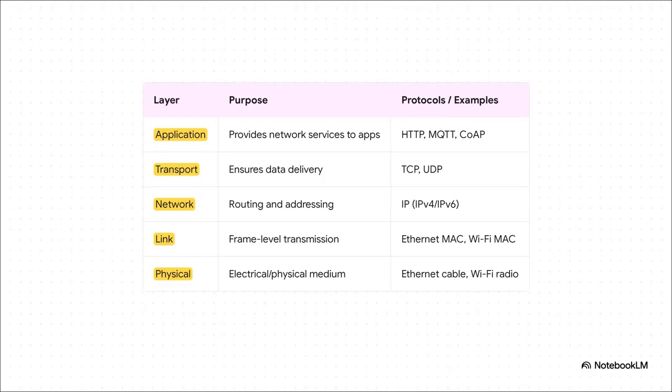Okay, I know this table looks a little intimidating, but the concept is actually pretty simple. The best way to think about it is like a digital postal service. Up at the top, your application writes the letter. That's your data. As that letter moves down each layer, it gets wrapped in new envelopes. The transport layer decides if it needs a signature on delivery. The network layer slaps on the full street address. And finally, the physical layer is the mail truck that actually drives it down the road, or in our world, sends it over an Ethernet cable or through Wi-Fi radio waves.